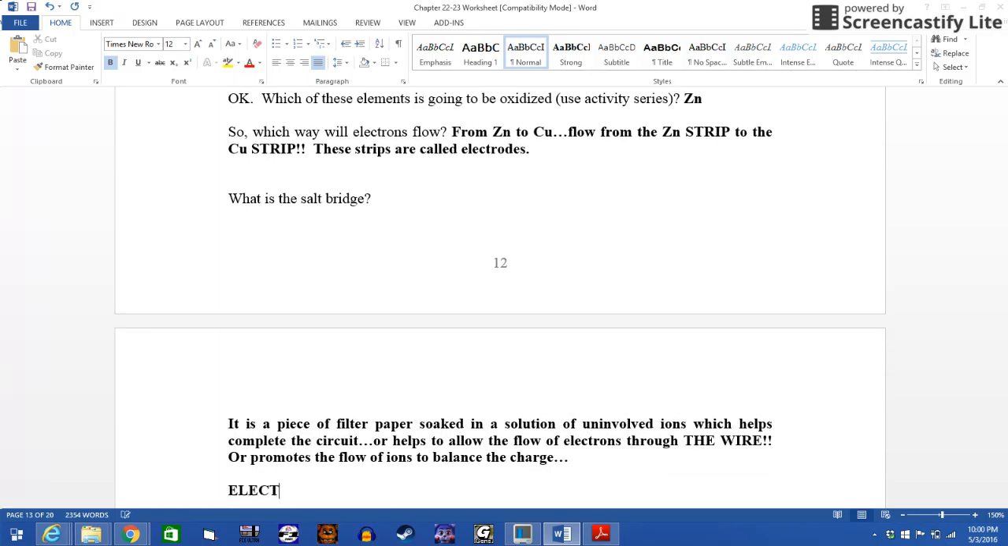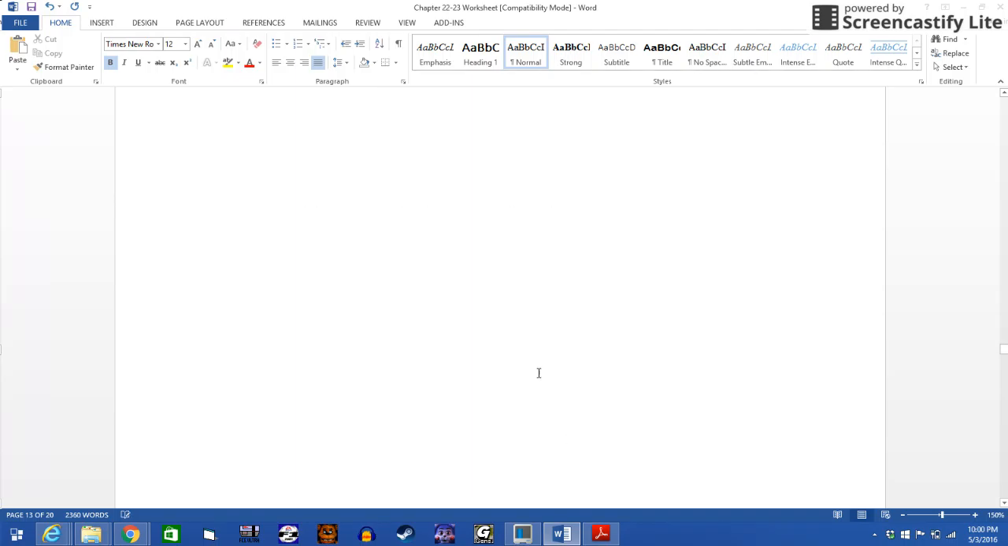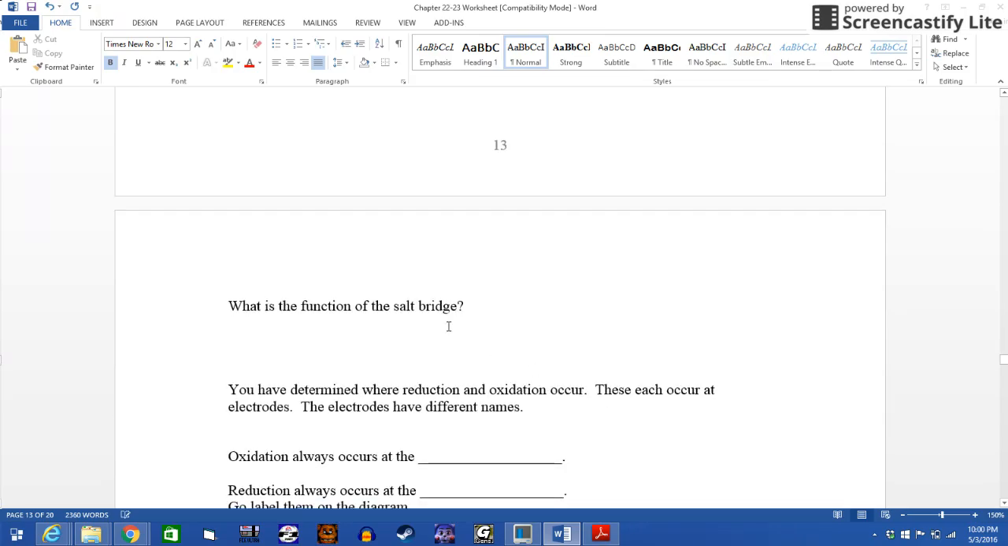And this is important, and I want you to write it in all caps too. Electrons do not move through paper. Okay, amazing concept, but you'll be surprised at how many people make this mistake, and don't let it be you. Okay, don't be you. Oh, what's the function? I already answered that question. What's the function of the salt bridge?